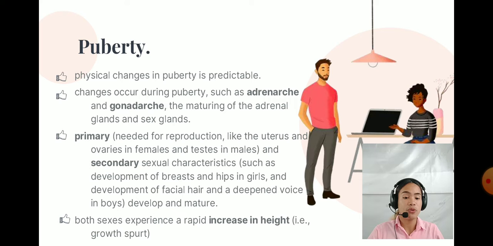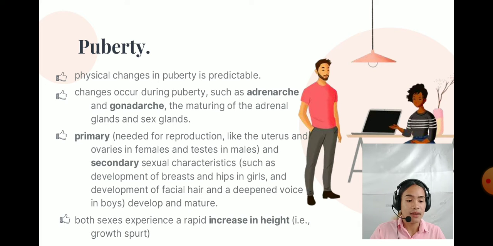Several physical changes occur during puberty, such as adrenarche and gonadarche, the maturing of the adrenal glands and sex glands, respectively. Also, during this time, the primary and secondary sexual characteristics develop and mature. Primary sexual characteristics are organs specifically needed for reproduction, like the uterus and ovaries in females and testes in males. Secondary sexual characteristics are physical signs of sexual maturation that do not directly involve sex organs, such as development of breasts and hips in girls, and development of facial hair and a deepened voice in boys.